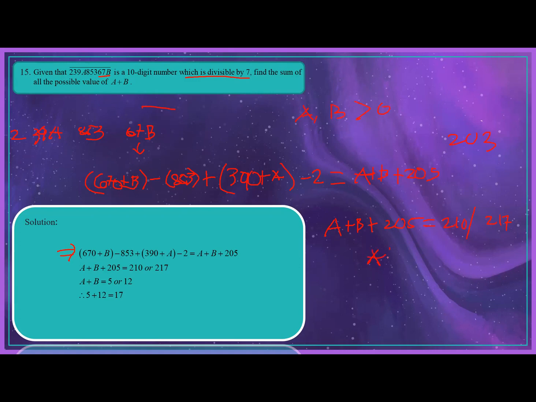So here we have a plus b equals 5 or 12. Okay, right? So the possible values of a plus b are 5 and 12. Basically, the sum of all possible values of a plus b would be 5 plus 12 equals 17.